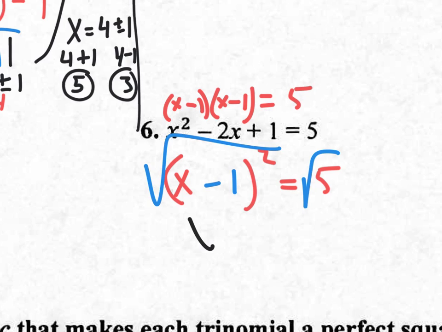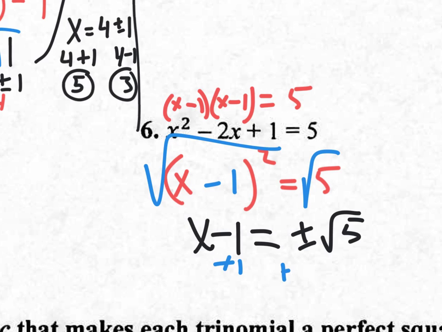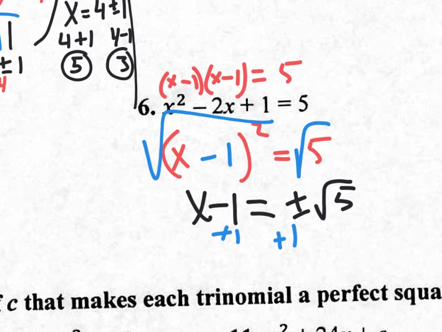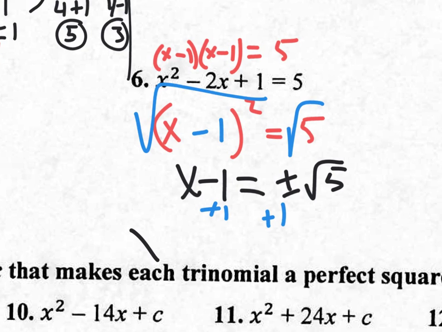So you're going to end up with x minus 1 equals plus or minus the square root of 5. And of course, add 1 to both sides. You're going to have to rewrite your answer. X equals 1 plus or minus the square root of 5.